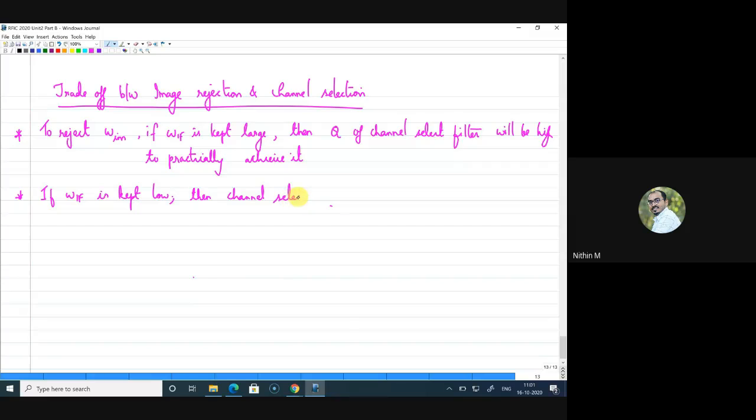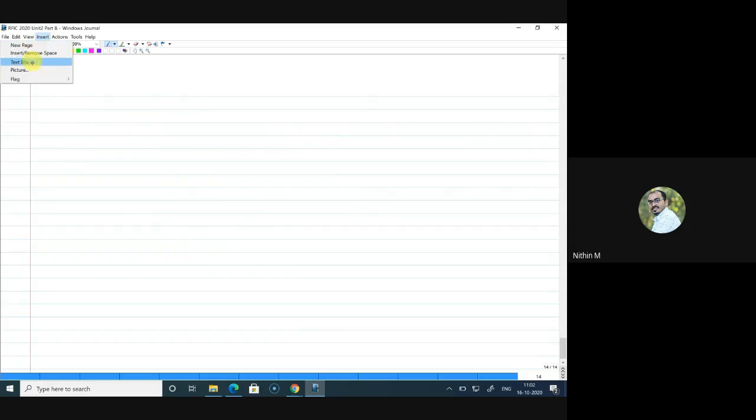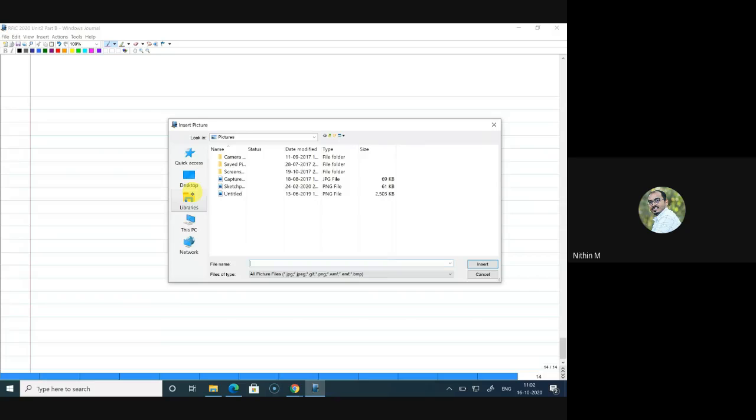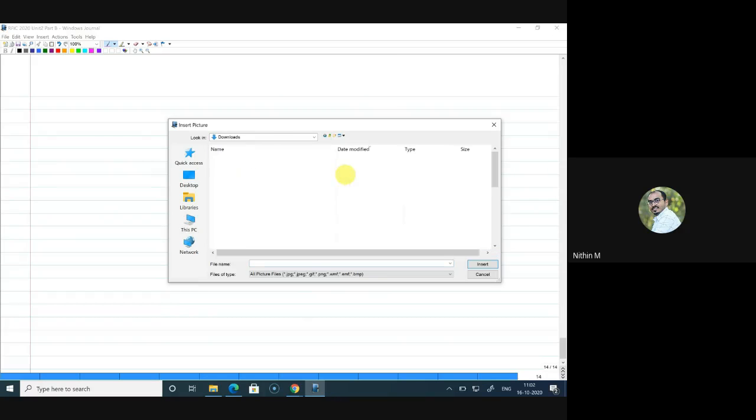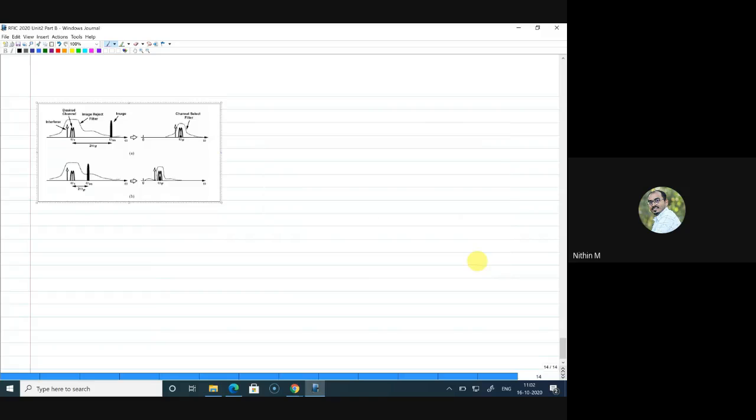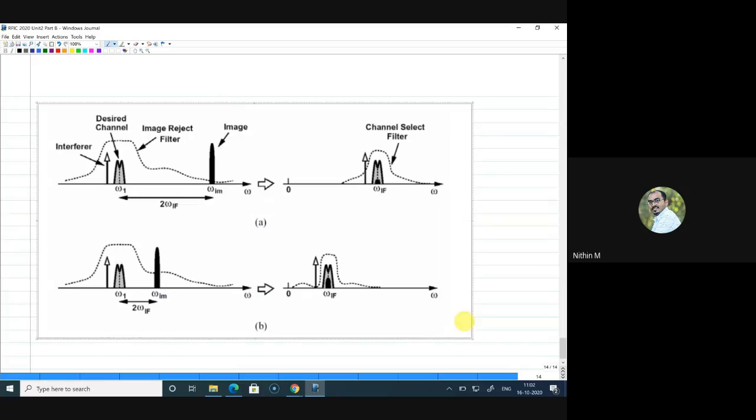Then the channel select filter's Q can be made reasonable, but the image problem will be severe, right? So that is what you can see here.